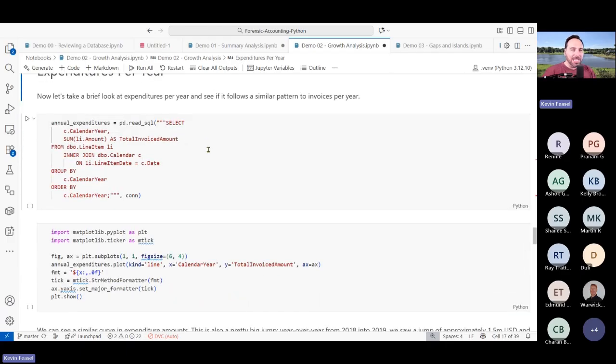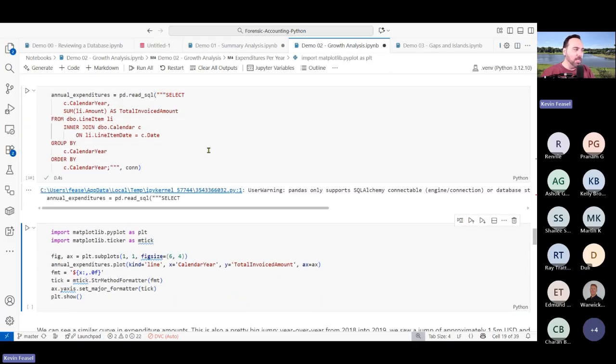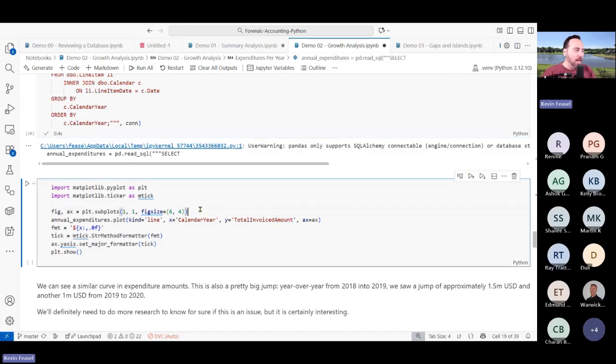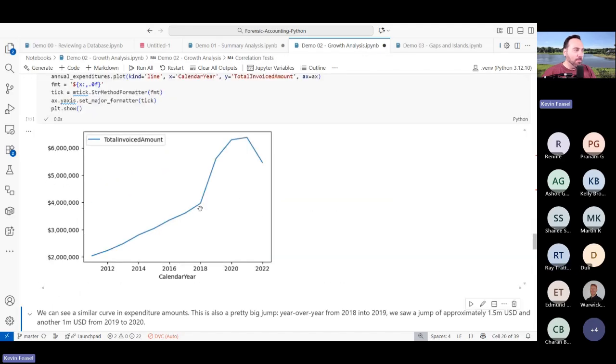Now let's look at expenditures per year. So we want to see not the number of invoices, but the total invoiced amount, the sum of amounts. We're going to plot that information as well, and we see it has a similar pattern. We are seeing a similar hook shape in our data.